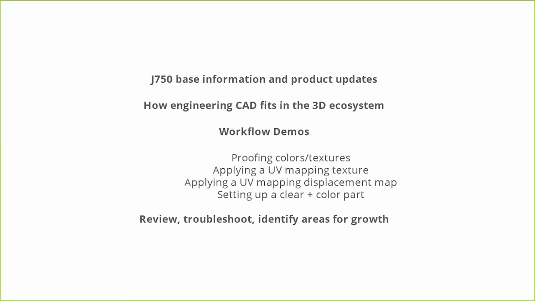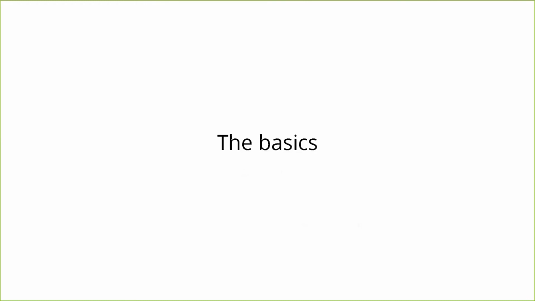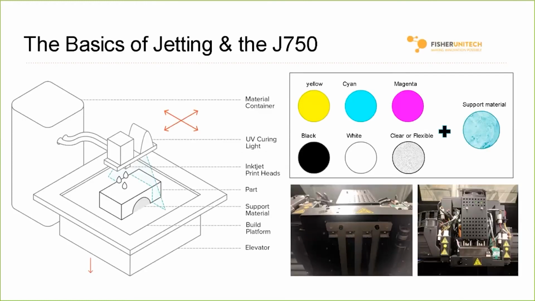So here we go. The basics. The J750 and the basics around material jetting or photopolymer jetting. Stratasys has PolyJet, right? That's their technology. Specifically, the J750 works by taking 6 different acrylic-based UV photopolymers and jetting them out of inkjet heads.